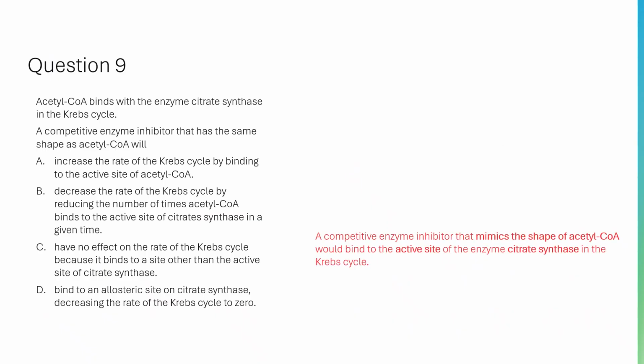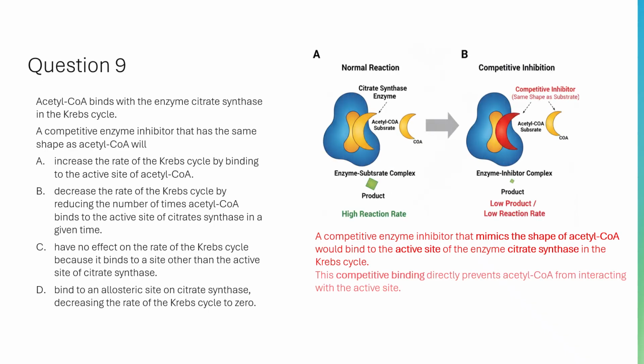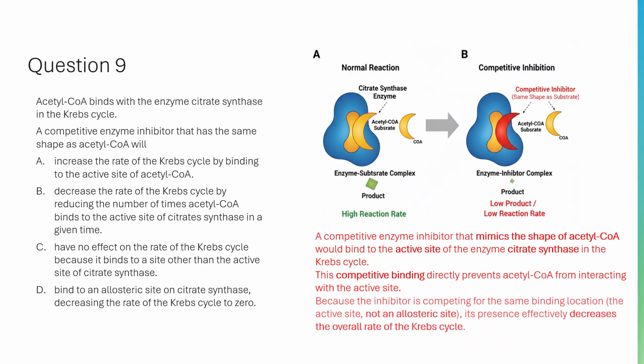A competitive enzyme inhibitor that mimics the shape of acetyl-CoA would bind to the active site of the enzyme citrate synthase in the Krebs cycle. This competitive binding directly prevents acetyl-CoA from interacting with the active site. Because the inhibitor is competing for the same binding location, the active site, not an allosteric site, its presence effectively decreases the overall rate of the Krebs cycle.